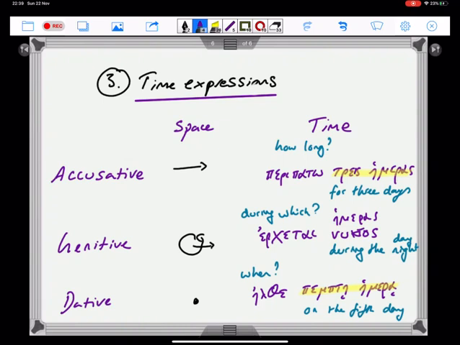So cases give you a way of expressing time. The accusative will tell you how long something lasts. Jesus fasted in the desert for 40 days and 40 nights. When did the robber come? He came during the night, in the genitive. And on the third day he rose again. We'll be using the dative. You can see that these are very useful ways of, particularly in the Gospels, describing everyday life, but even the letters, giving you a framework in which things happen temporally. So these are common in Greek.